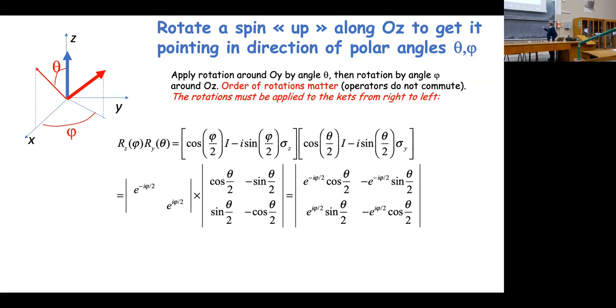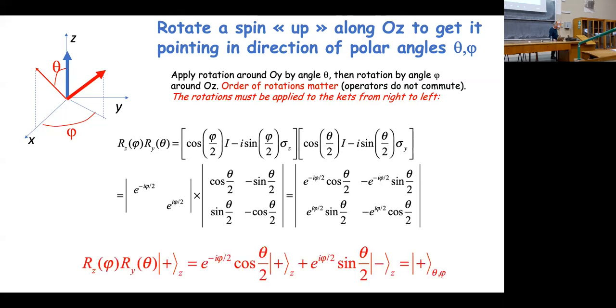And then you multiply by the rotation around z by angle phi, which is given by this matrix. And when you multiply these two matrices, you find this for that matrix and this for that one. And the result is here. So this is a simple exercise that I let you do. And what you find is, if you apply this operator to the plus state along z, you get, of course, the plus state along the direction u defined by the angle theta phi.